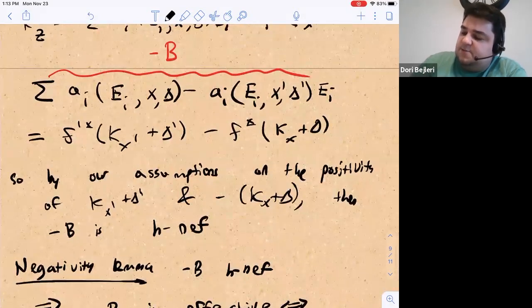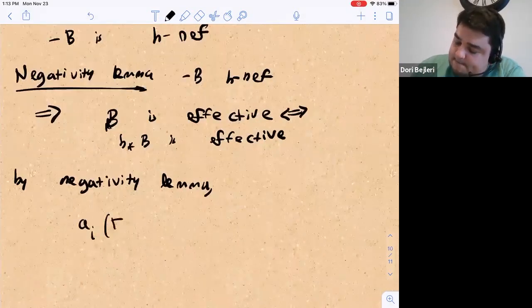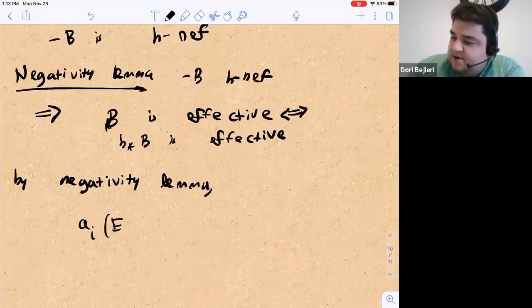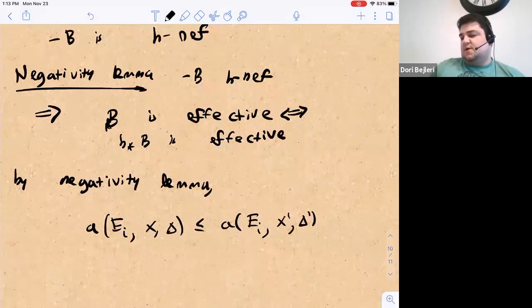So by the negativity lemma, the a_i without the primes are less than or equal to the a_i with the primes. I don't know why I put the index twice. I really should just have a(E_i). Okay, so that's the first thing we wanted to prove.